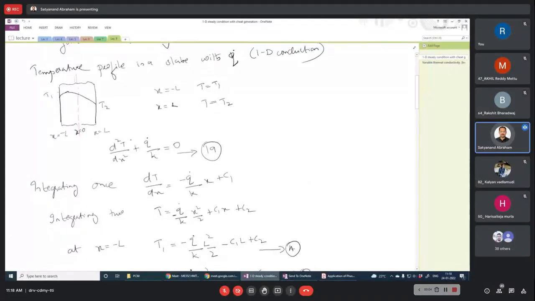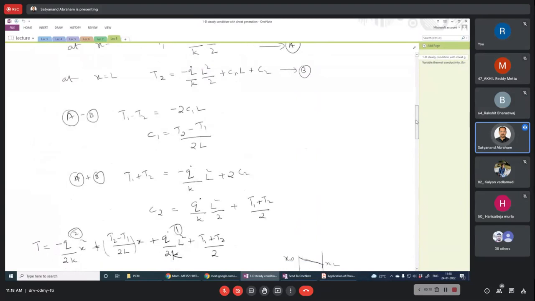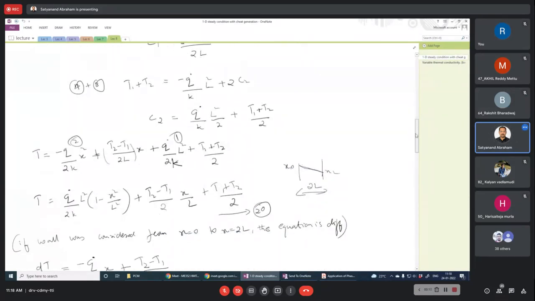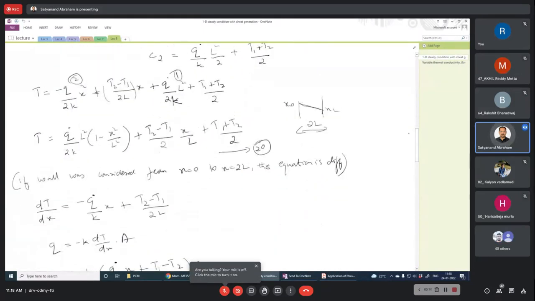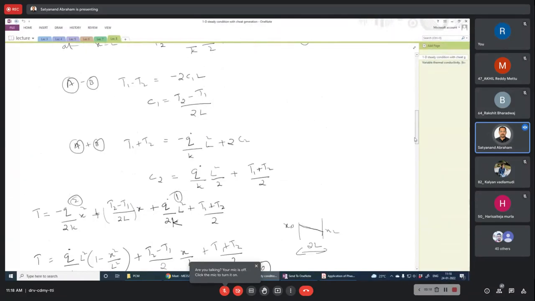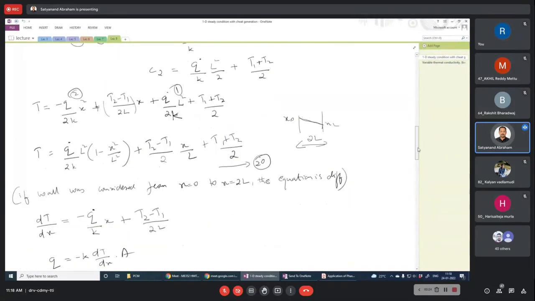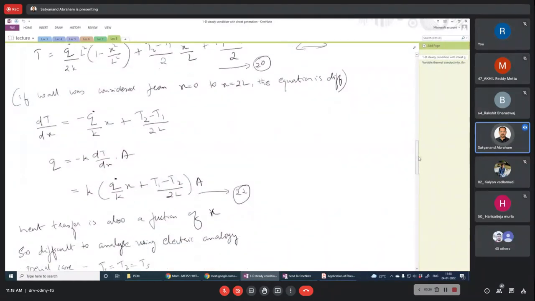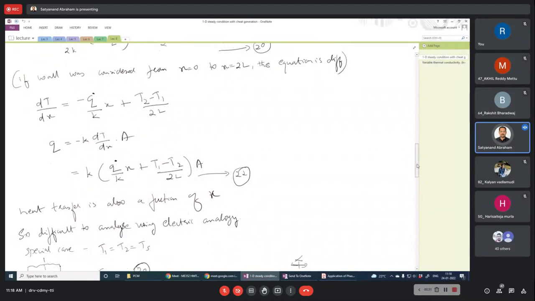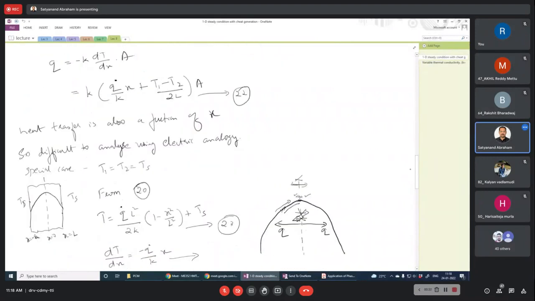So in the basic equation, we can see the heat generation term also comes into the picture. Using the boundary conditions, we derived the temperature profile within. We saw that the temperature profile is not linear; it is going to be parabolic. And the heat flux is now a function of x. It is not constant throughout.